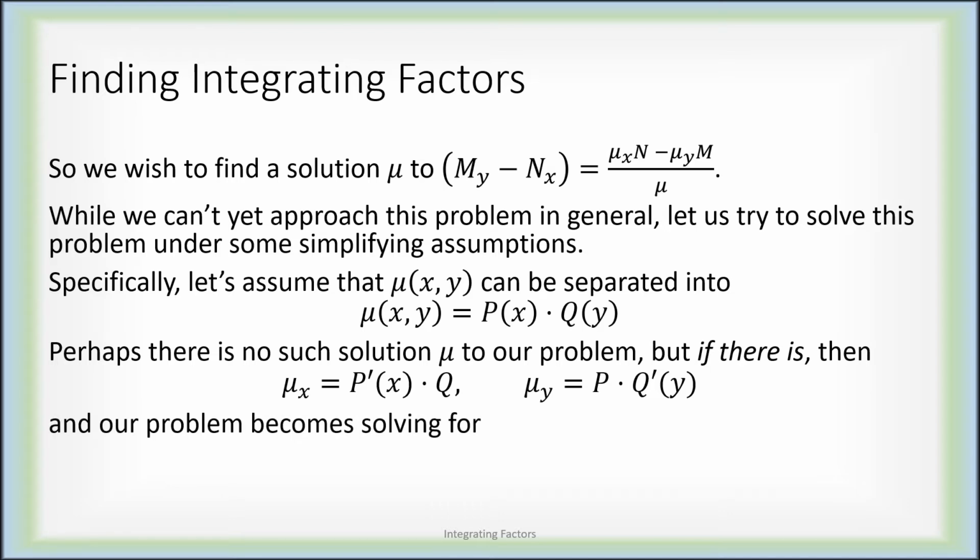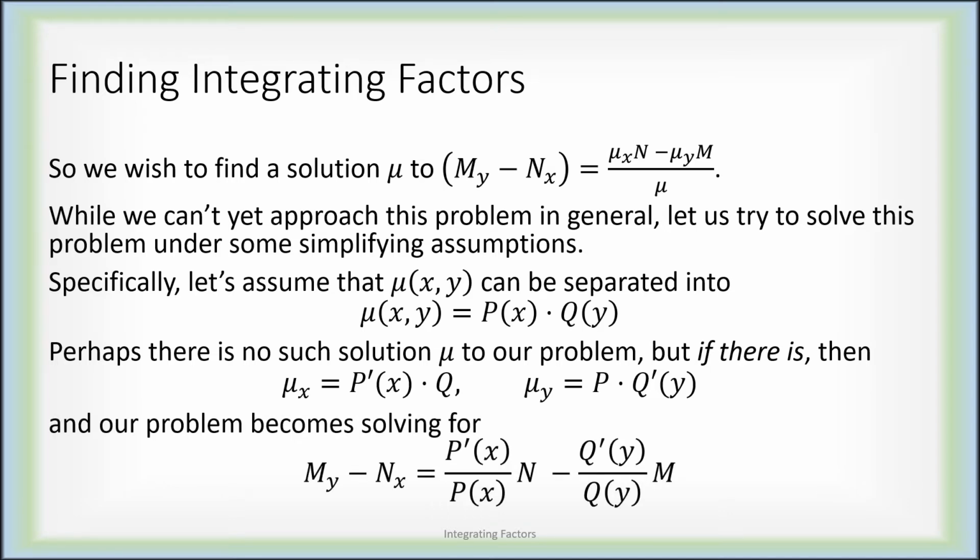So our problem is now to solve the following. We want M_y minus N_x to be, well, at the top, we have mu_x N minus mu_y M, but mu_x is just this, and mu_y is just this, which simplifies down to p'/p times N minus q'/q times M. Remember, you're also going to substitute this denominator of mu for p times q.